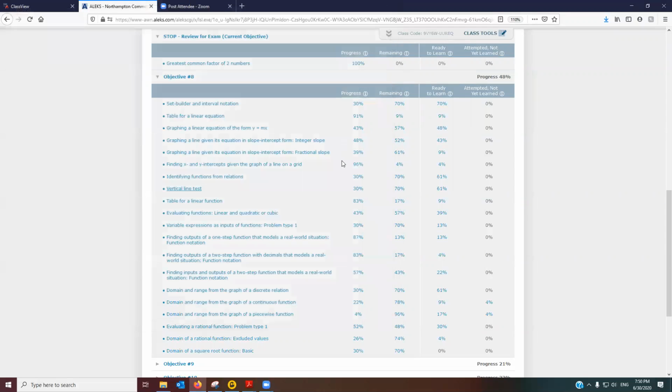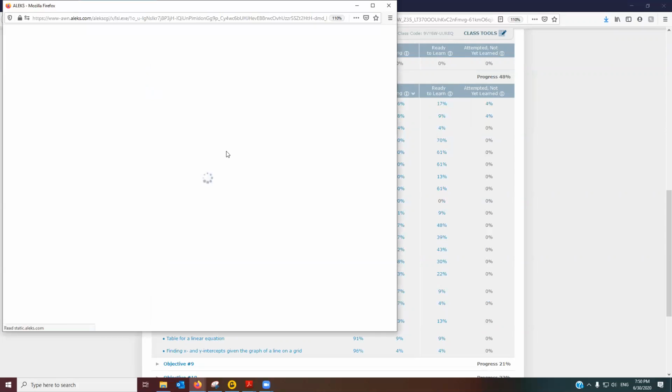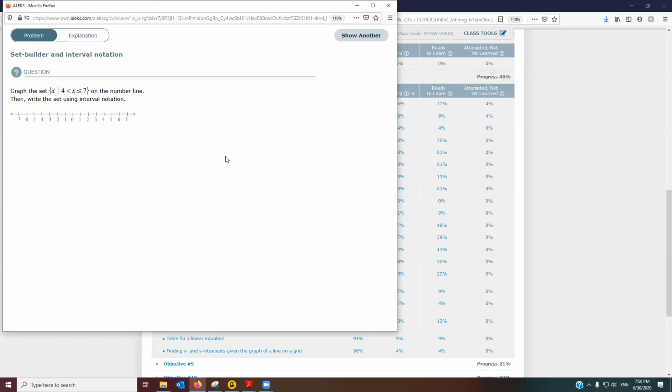All right, let me look at a couple more. How about, let's look at set builder and interval notation, because you're going to need this for some later examples. All right, it wants us to graph this on the number line and then write the set using interval notation. All right, well, let's break this up into two parts.